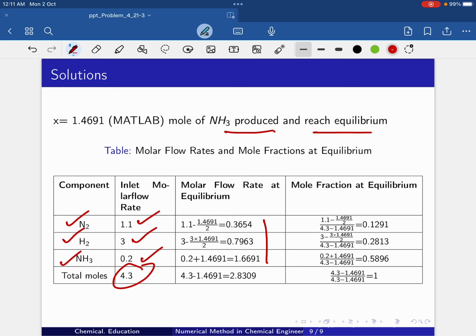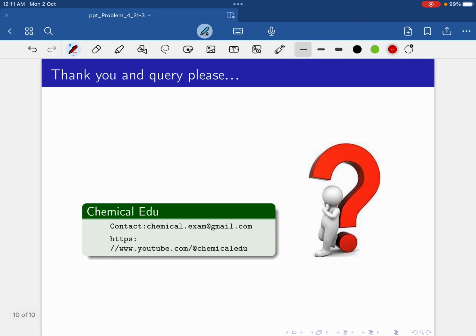And then if we calculate the mole fraction, individual by total mole, the mole fraction of nitrogen is 0.1291, hydrogen is 0.2813, and ammonia is 0.5896, and if we add them, the total is 1. So that is the answer for the molar flow rate at equilibrium, and we can also calculate the mole fraction at equilibrium. So I think that's it.